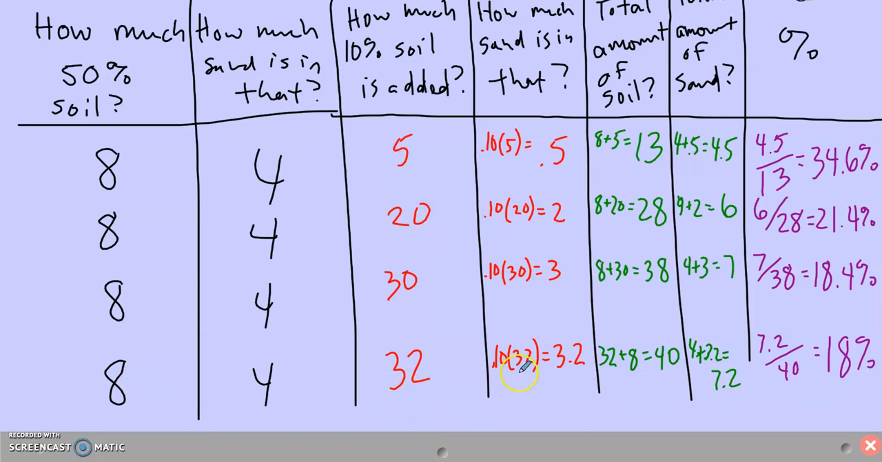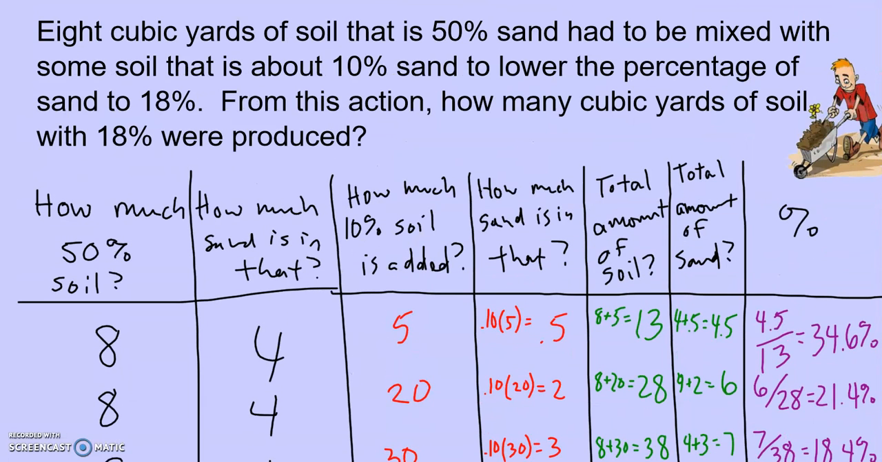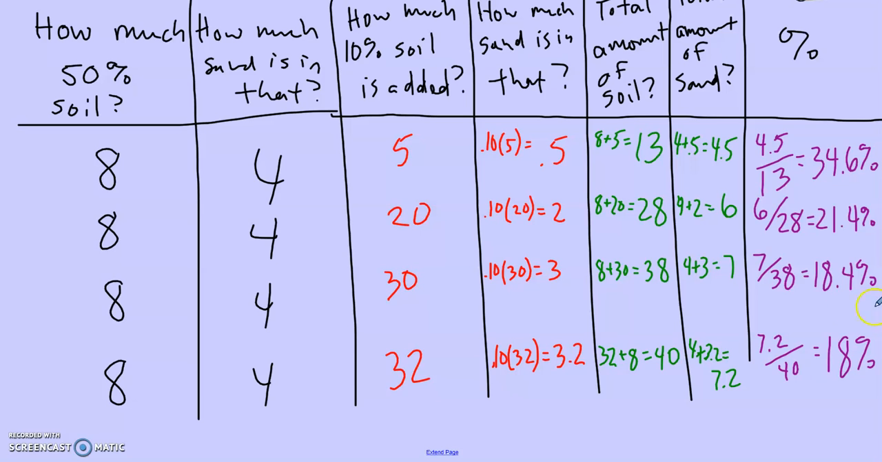So 10% of 32 is 3.2. I add together soil with soil. 8 plus 32 is 40. I add together sand with sand. 4 plus 3.2 is 7.2. And 7.2 out of 40 is 18%. And then make sure you pay attention to what was actually being asked. How many cubic yards of soil with 18% were produced? So where is my final answer? Total amount of soil is right here. So my final answer would be that 40 cubic yards of soil were created when I did this mixture.